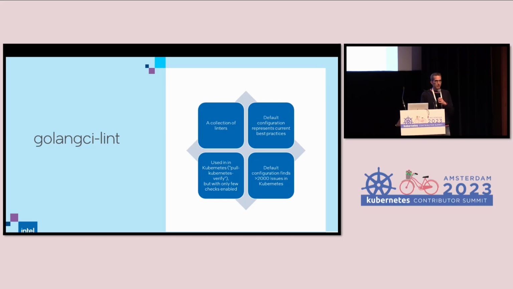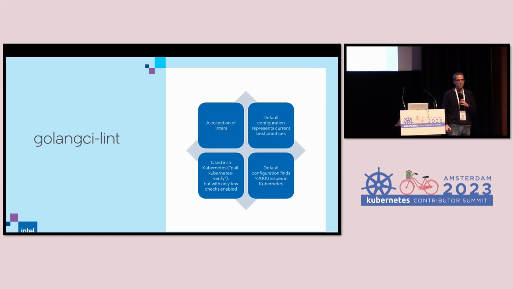I ran the default configuration against Kubernetes, and the existing code had lots of issues flagged by things that wouldn't fly in other projects, but we have it in our Kubernetes code base. There are over 2,000 issues found, roughly in 60 categories, 60 different kinds of checks that fail in the Kubernetes code base. And we basically also give a bad example to new developers.